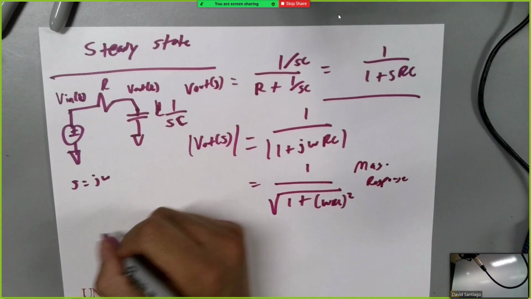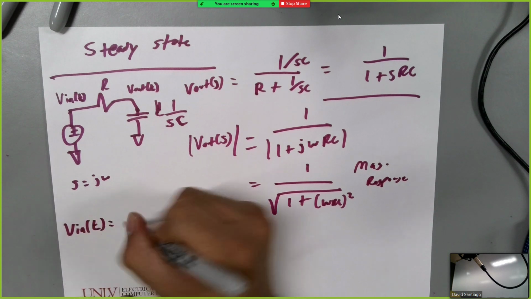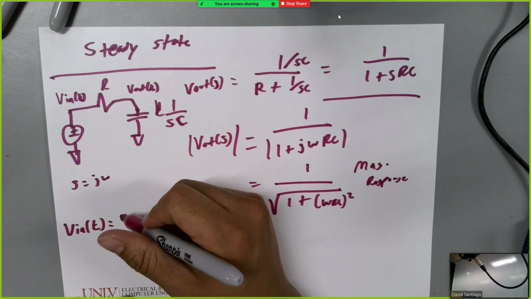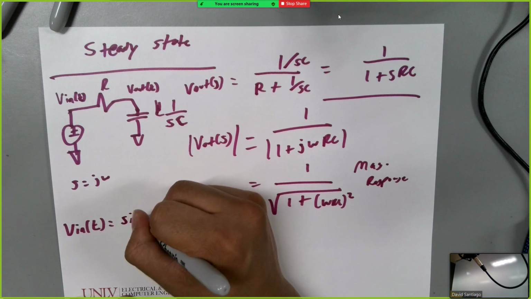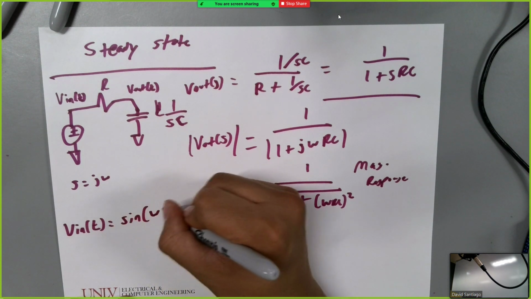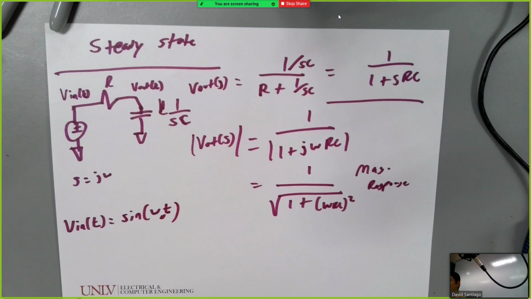So what I'm going to try and show you is what happens if he gives you V in of t equal to, I don't know, sine of omega naught t. What's V out?